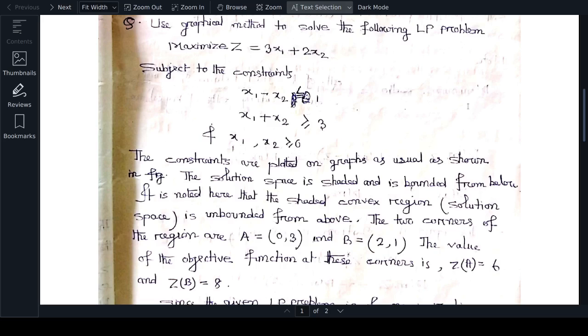First you check whether we can solve it graphically. Here it is not mentioned to use the graphical method. Suppose it is not mentioned, and it just says solve the following linear programming problem. So first you check, can we solve it graphically?